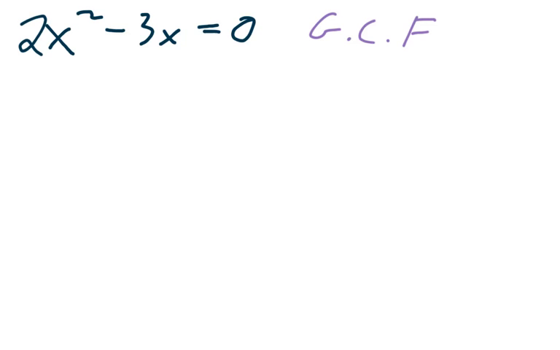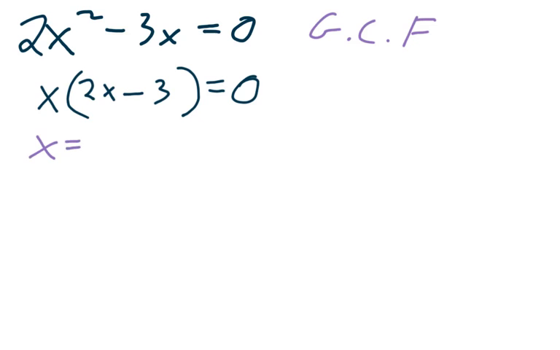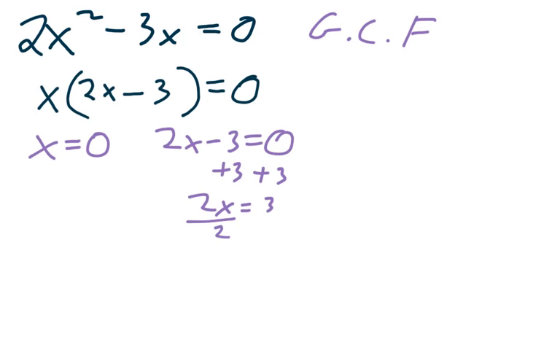And because we have two terms, both with an x in common, I can make this 2x minus 3 equals 0. Separate it, x equals 0, 2x minus 3 equals 0. And remember, for all of these problems, we are going to get two answers. Now, they could be the same answer twice, but in this case, we got x equals 0 and x equals 3 halves.